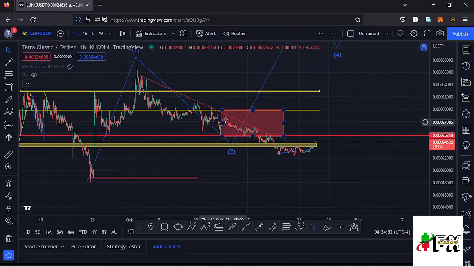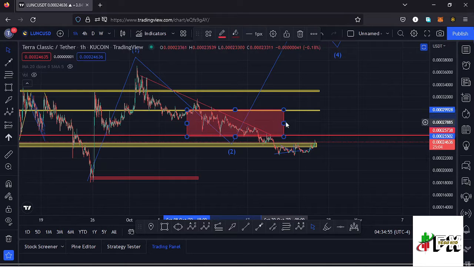And you can see that Lunc has respected that movement to the lower side by retracing into that target area, but at some point we managed to break out of the target area to the lower side, and we even lost a key area of support at around the $0.00024 mark.